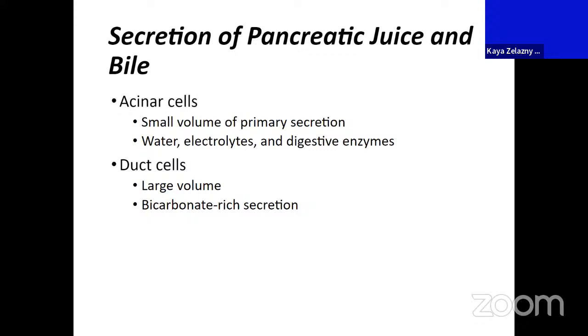Now we just have to talk about what's going on with the pancreas. So we're going gland by gland, basically. Okay, so when we're thinking about the pancreas and what's in the pancreatic juice, we listed them out before when we talked about the pancreas, but now we're going to be thinking about them in a little more depth.